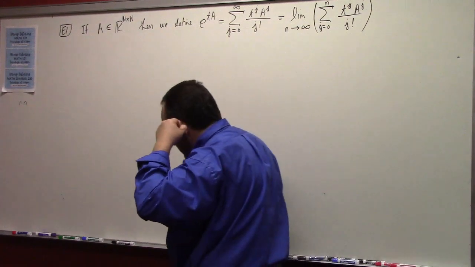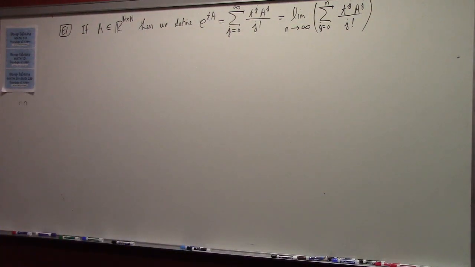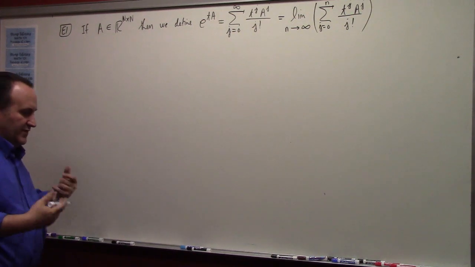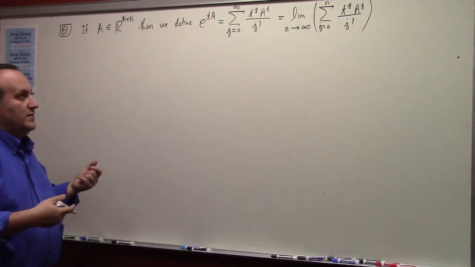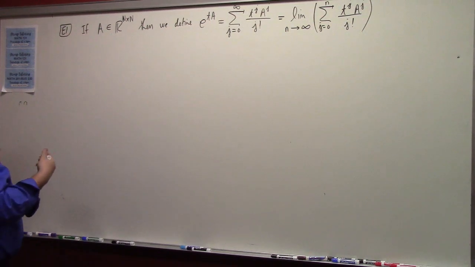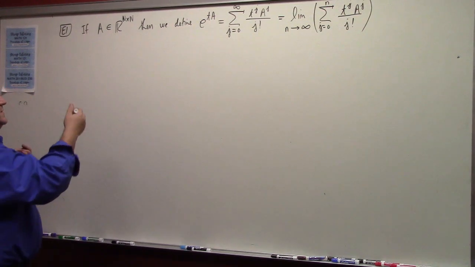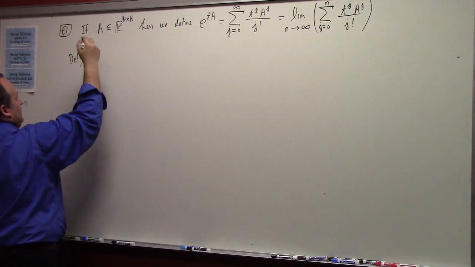So in other words, we define a series of matrices to exist if the limit of the sequence of partial sums exists, right? And I guess that begs the question, what do I mean by sequential convergence in a normed linear space? So let's just talk about that.